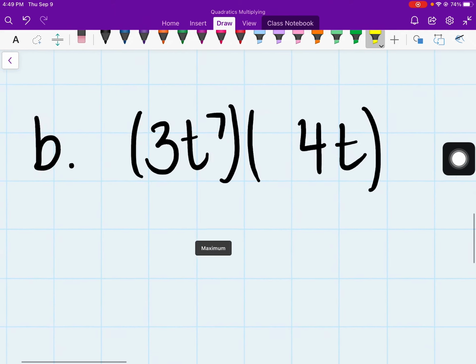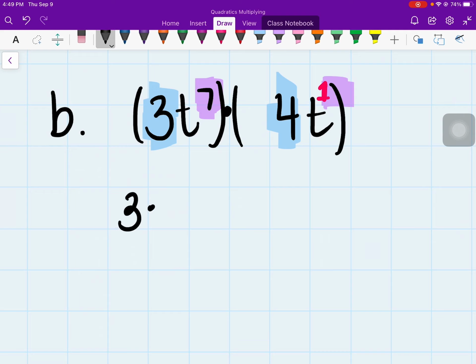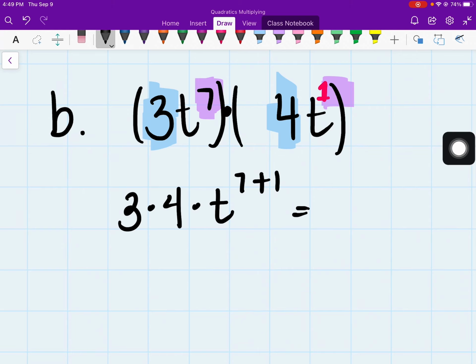So let's go ahead and take a look at this one here. Once again, we want to go ahead and multiply our coefficients, and in this case our exponents, we're going to add them. Now notice in this case that t doesn't have an exponent, or at least we can't see it, but there is an exponent there. That's actually a 1. So in this case we have 3 times a 4 times t to the 7 plus 1. And if we simplify this out, 3 times 4 is 12, and t is to the 8th, because once again 7 plus 1 is 8.